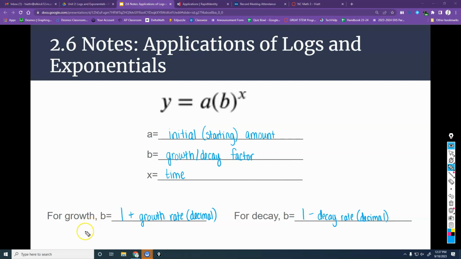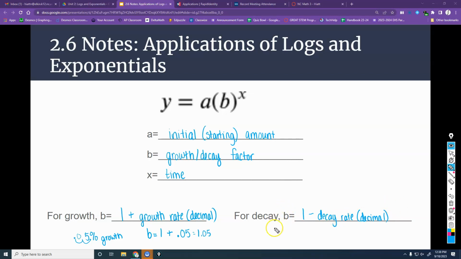Just to do a quick example, if I have 5% growth, then my b value for that would be 1 plus, what is 5% as a decimal? 0.05. If we want to change something to a decimal from a percentage, we just take wherever the decimal is, if there's not one, it's at the end, and move it to the left 2 places. It's the same as dividing by 100. Percent means per 100, so it's like dividing by 100. So in this case, you'd get 1.05.